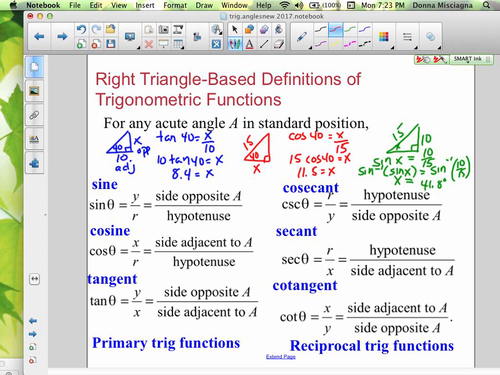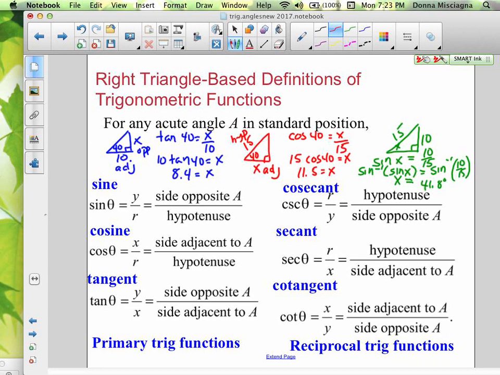Right, so here we know we're looking for the adjacent. We know the hypotenuse. Which of our trig ratios uses adjacent and hypotenuse? So cosine, adjacent and hypotenuse. Right? So COTA. Right? So if we take the cosine of a 40-degree angle and set that equal to the adjacent x over the hypotenuse, 15.